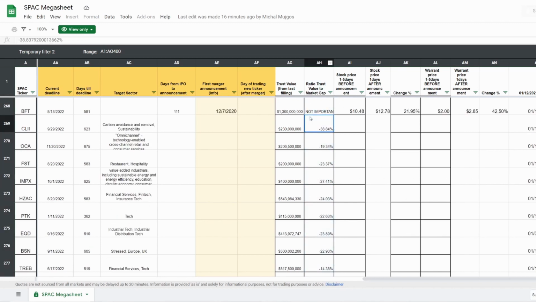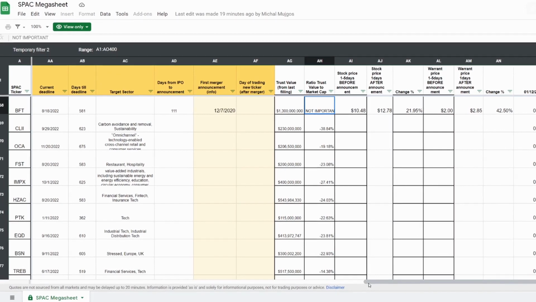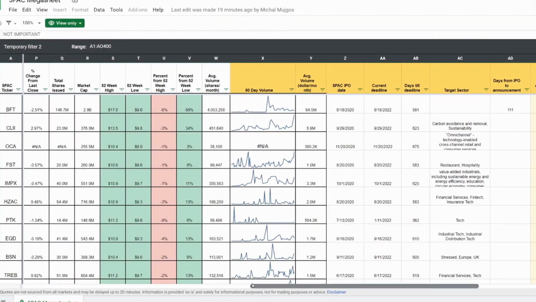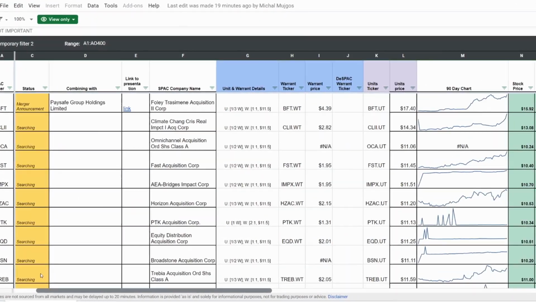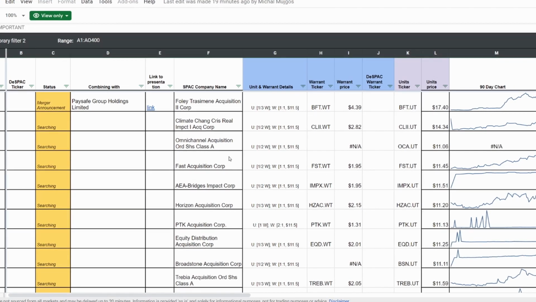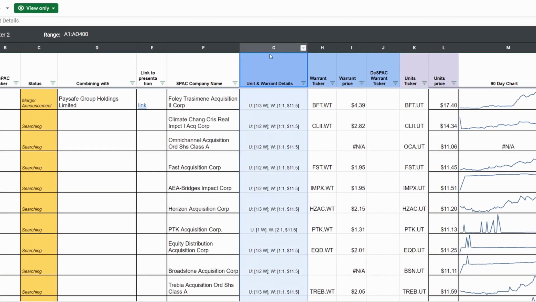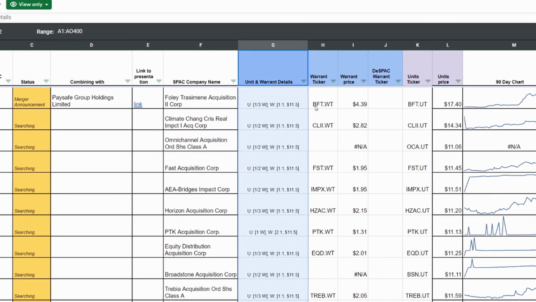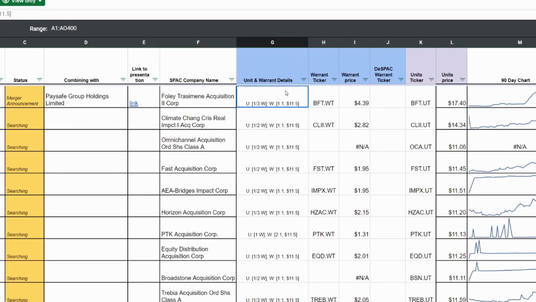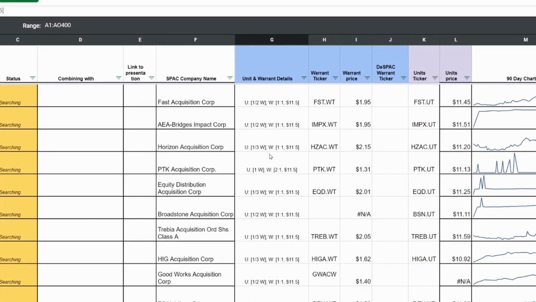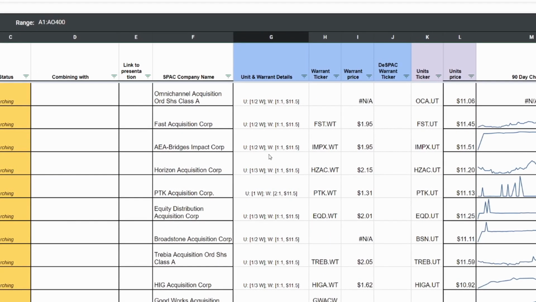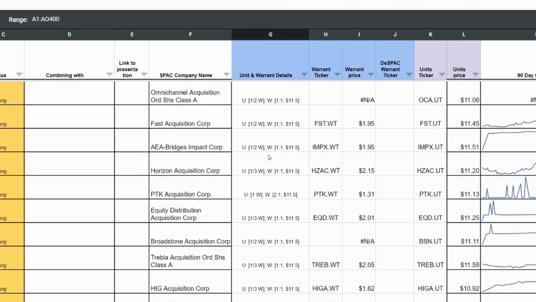Okay, so these are some of the most important information that you want to find out before the company even finds an announcement. But there is one more important piece of information to understand, and that is how units and warrants are exercised. So again, if you don't understand how units and warrants are exercised, I recommend you go watch the video about warrants, and you will find out how they are exercised.